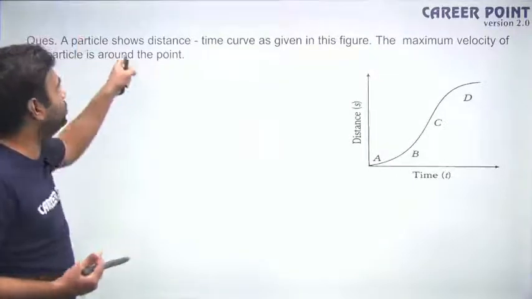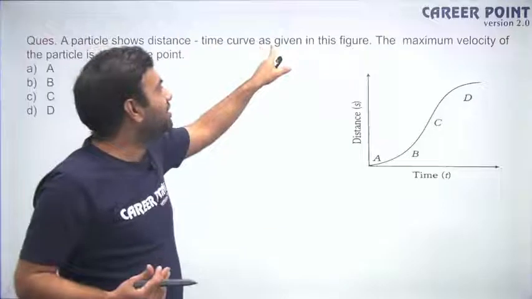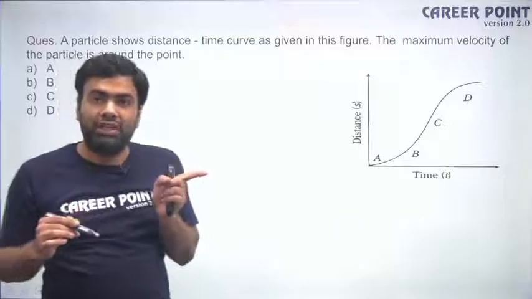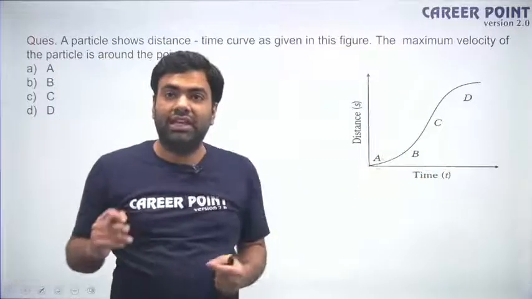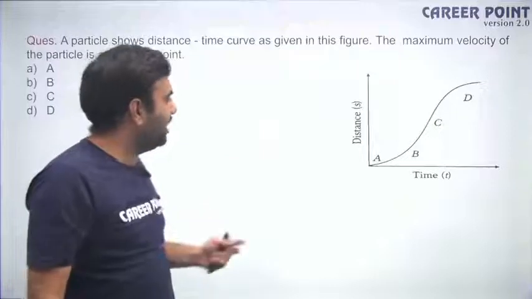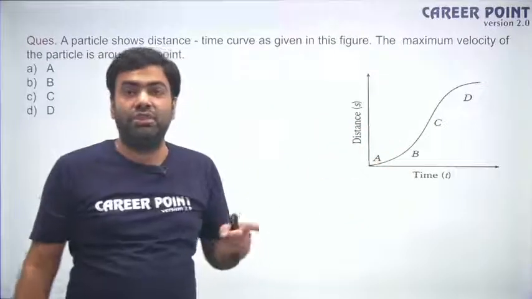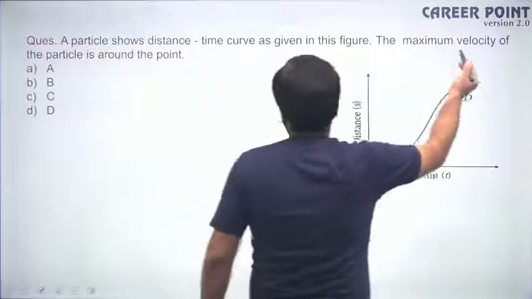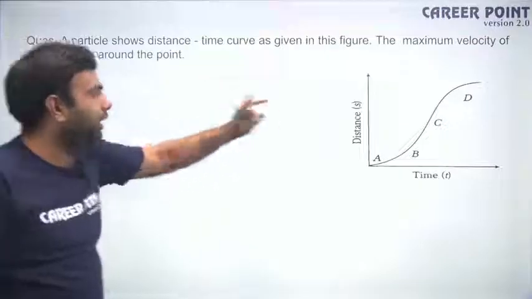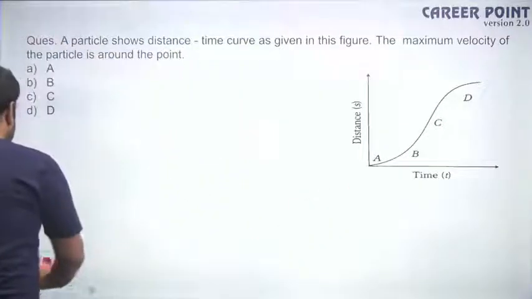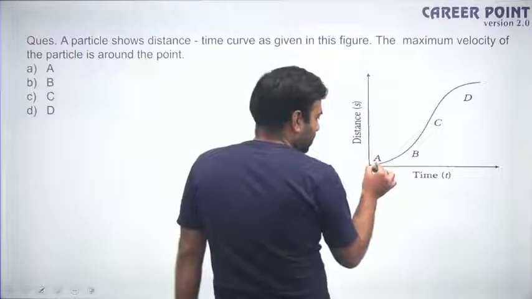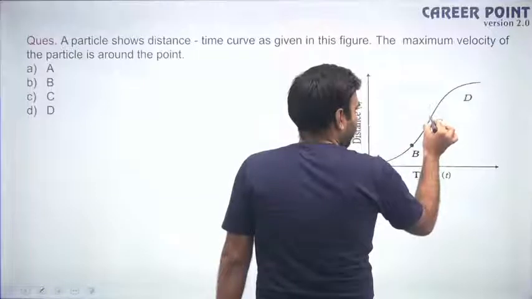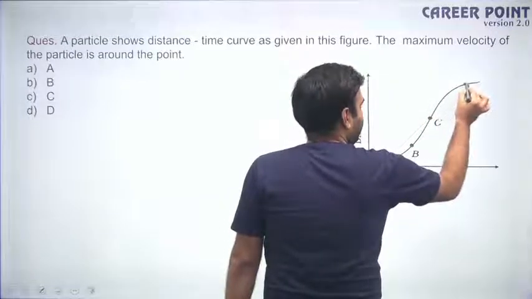A particle shows a distance time curve as given in the figure. This is the distance time curve. And you know, if a particle is moving in a straight line without changing its direction, then distance is equal to displacement. So this can also be treated as a displacement time graph if the motion is one dimensional without changing direction. Then it asks for the point around which the maximum velocity of the particle occurs. We have several points. Suppose this is point A, this is point B, this is point C, and this is point D.